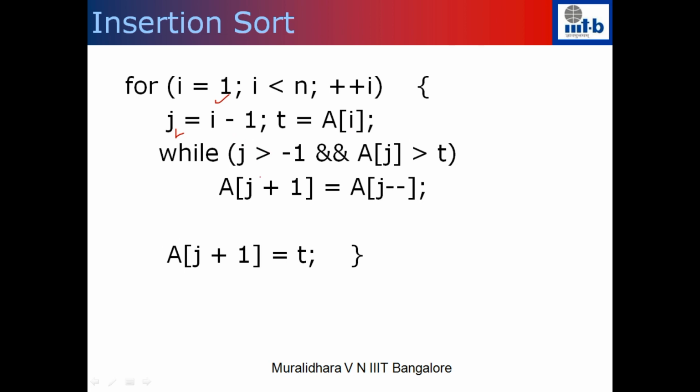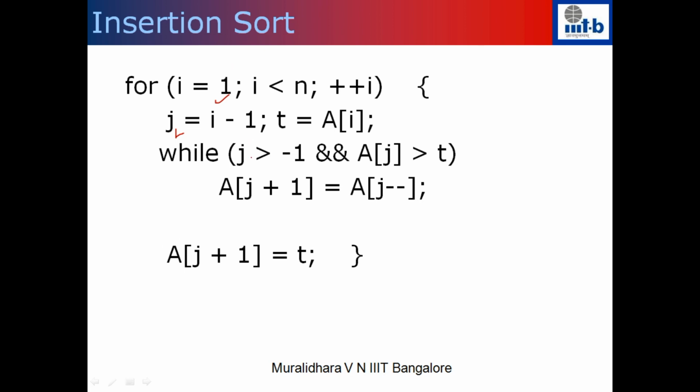As long as this is a valid location, which is greater than or equal to 0, it should not happen that j becomes minus 1. If all the numbers that I see are greater than t, then I will come out of this loop with j equal to minus 1. I repeat, if all the numbers from A[0] to A[i minus 1] are greater than t, then j at the end of the loop will be minus 1.